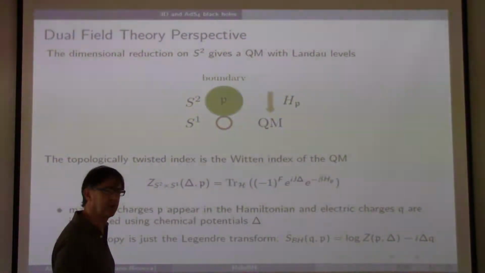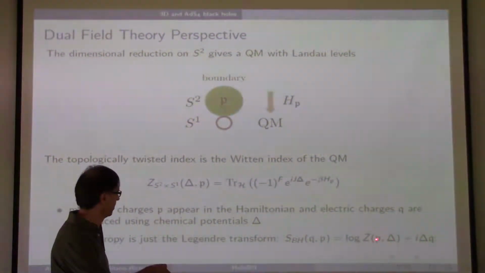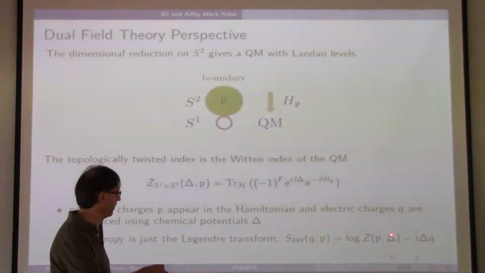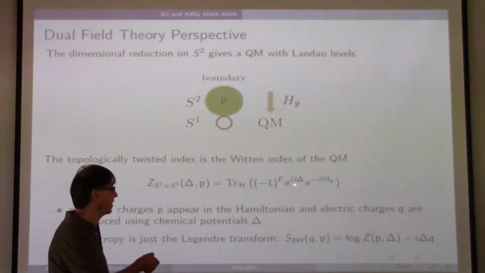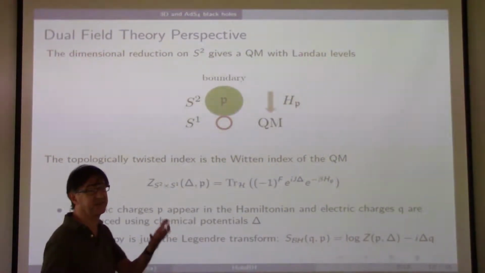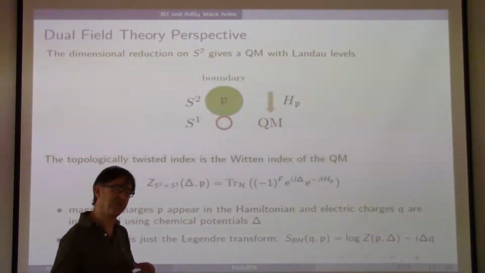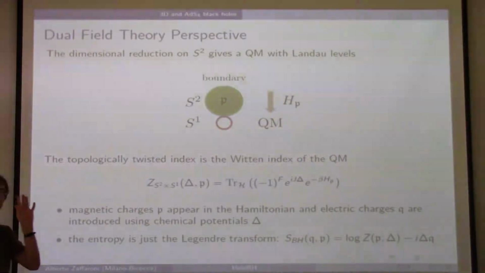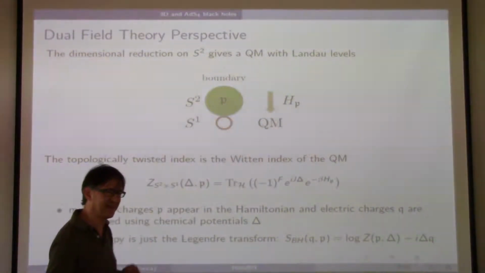Which? I mean in the last Legendre transform formula. Yes. So it is log Z minus i times delta times Q? Oh yes, there is an i because it's a complexified chemical potential, okay? But you see the i comes from here. The final result will be real, okay?